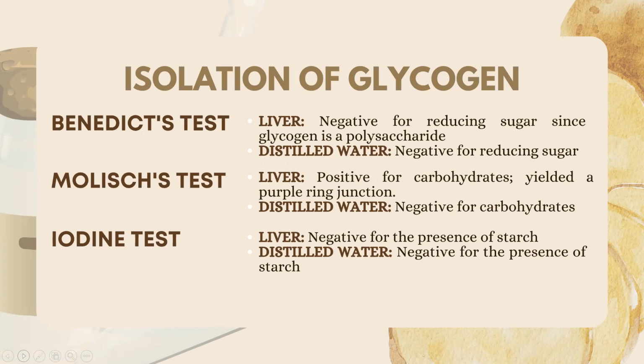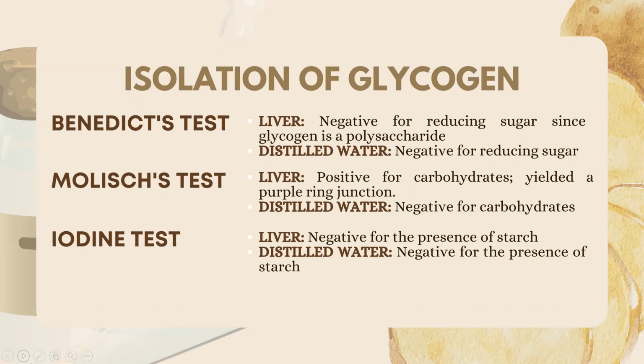So next is the isolation of glycogen. So first, the Benedict's test. As Lalaine said, Benedict's test is used for detecting reducing sugar. Since it is glycogen, it is not a reducing sugar. For example, the chicken liver is negative for reducing sugar since glycogen is a polysaccharide, while the distilled water is also negative for reducing sugar since water is not a reducing sugar.